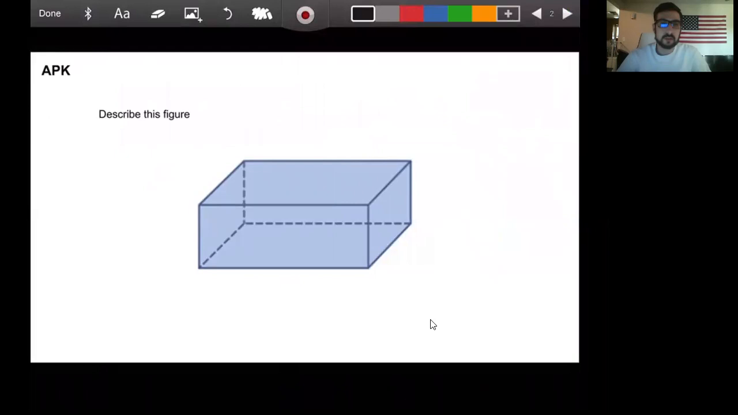So look at this picture, pause your video and kind of describe this figure in your head. You can write some things down. So when you look at this, a couple things you should notice is first, it's a rectangular prism, and then also that it is three-dimensional. So because it's three-dimensional, that means it has a length, a width, and a height.